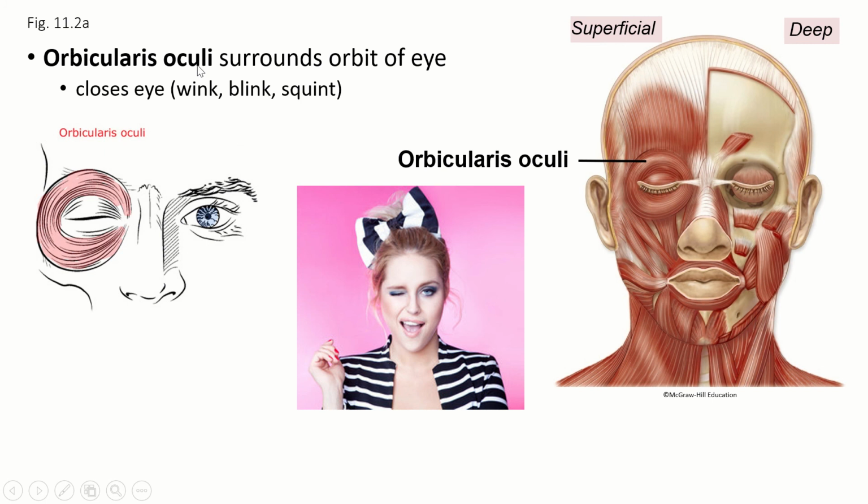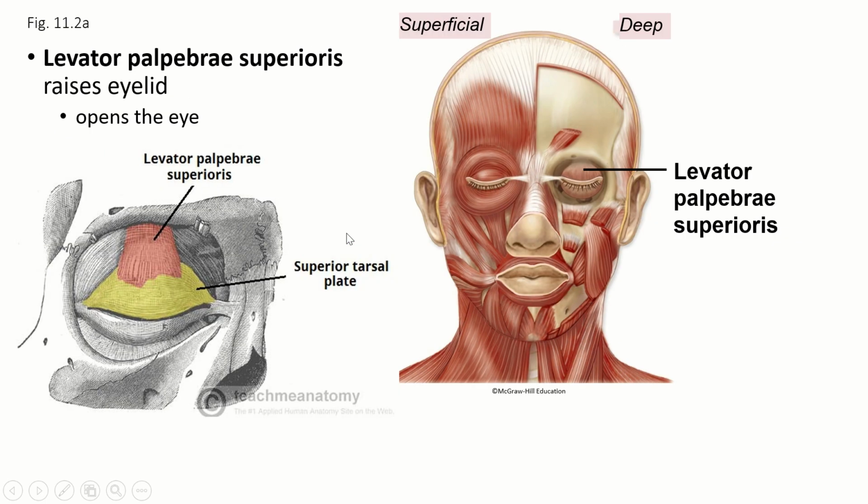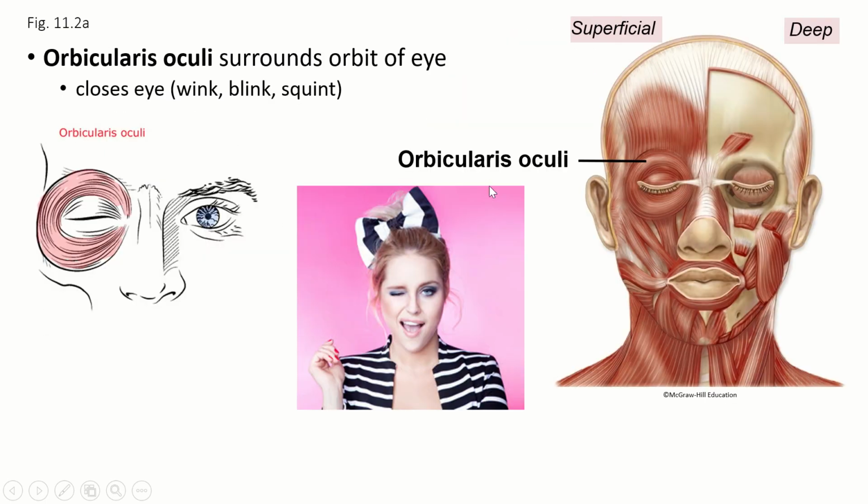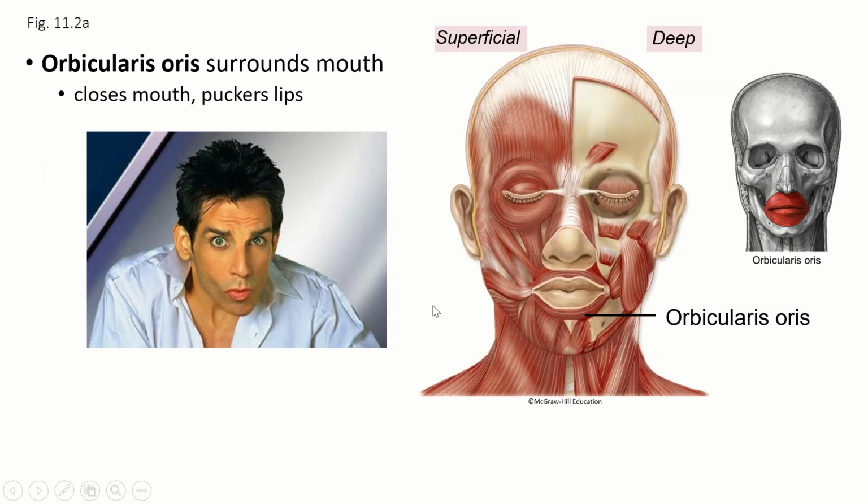The Orbicularis Oculi, did I say Orbicularis Oris back here? I probably did. It's Orbicularis Oculi. Okay, Orbicularis Oculi is this round muscle that goes around the eye. It is the antagonist to the Levator Palpebrae Superioris, and it closes the eye. If you contract one of them, you wink. If you contract both of them, you blink. If you contract them really hard, you squeeze your eyes shut really hard.